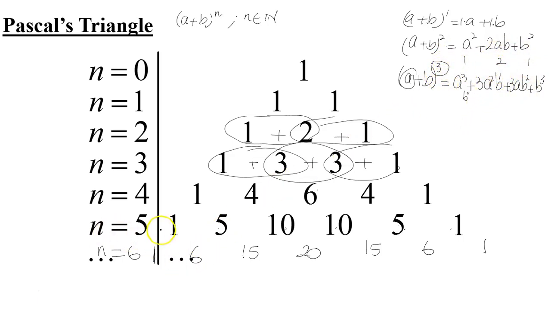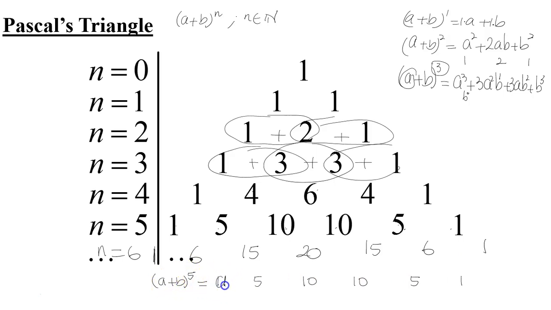So if I were, for example, to take (a + b)^5, according to Pascal's triangle, the coefficients are 1, 5, 10, 10, 5, and 1. So we'd start with a 1, then a 5, then a 10, then a 10, then a 5, then a 1. So for the first term, it's always a^5.